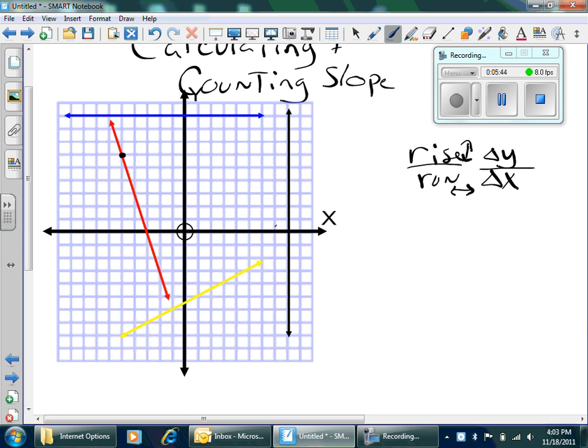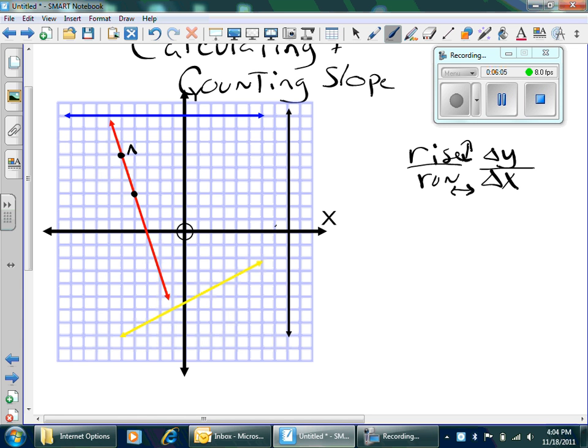I'm going to plot 2 points that I absolutely know the coordinates of. Any 2 points will work. If I pick 2 points that are farther apart, I'll get a fraction that'll need to be simplified in many cases. If I pick points that are closer together, I may not have to simplify. But any 2 points that I know the exact coordinates of will work.